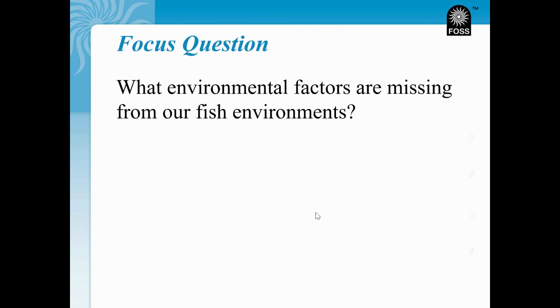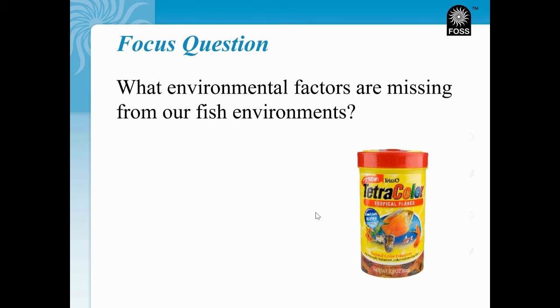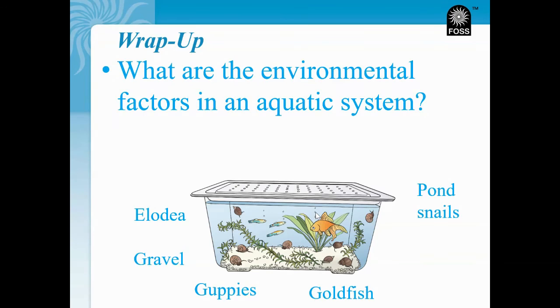Food. We're missing food from our aquarium environment. In a natural environment, the food source would be other organisms like plants and small animals. In an aquarium, the food source is just a tiny pinch of dry fish flakes, just like the ones you might use if you have a home aquarium. We're almost done with today's lesson.